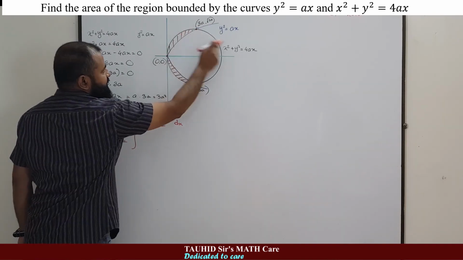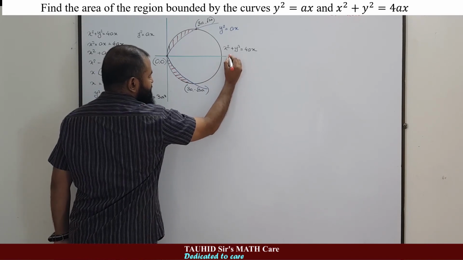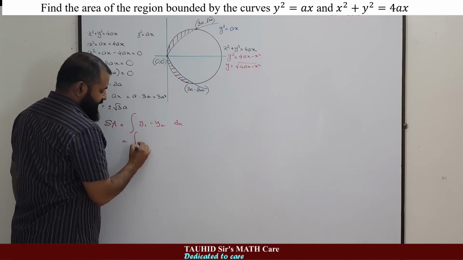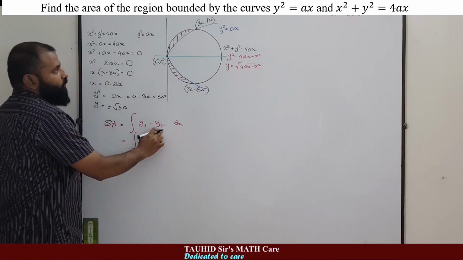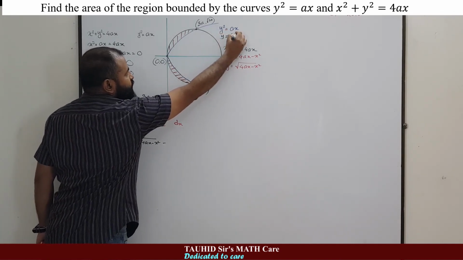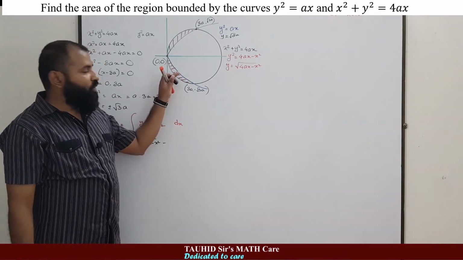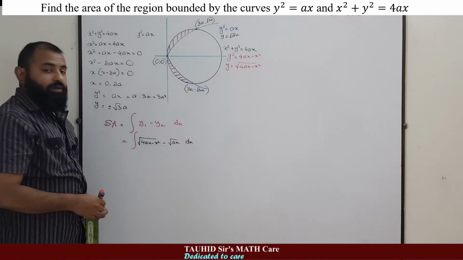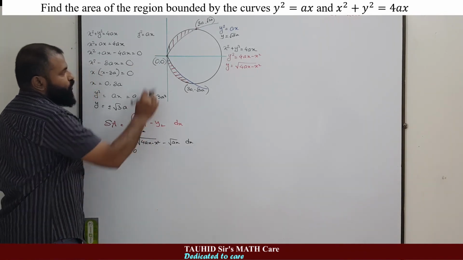The curve above is the circle x square plus y square equal to 4ax. If I make y the subject, what do we get? We find the expression of y as root over 4ax minus x square, that is y1. The curve below is the parabola y square equal to ax, that means y equal to root ax. We are thinking about the positive values of y. We will consider this later. Root ax dx. Now what will be the value of the upper limit and lower limit? It will be 0 to 3a.